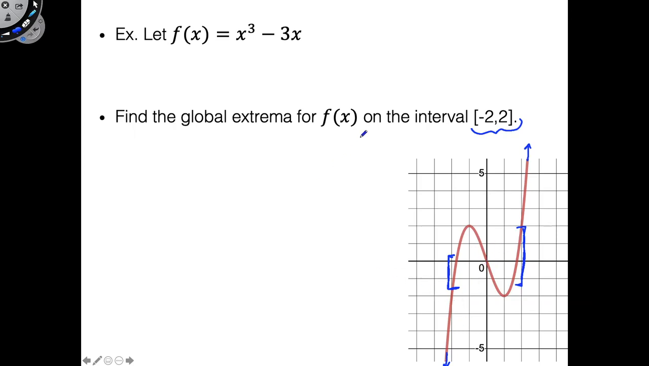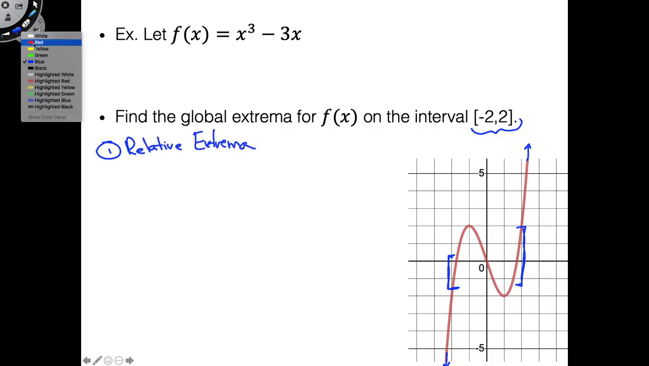Okay, so let's talk through it. The first thing we're going to do is find our relative extrema, because these are still very likely candidates for where our absolute extrema could also occur, right? So we're going to go through the same process. I'm going to go through this a little bit faster just because we've done this process many times before.